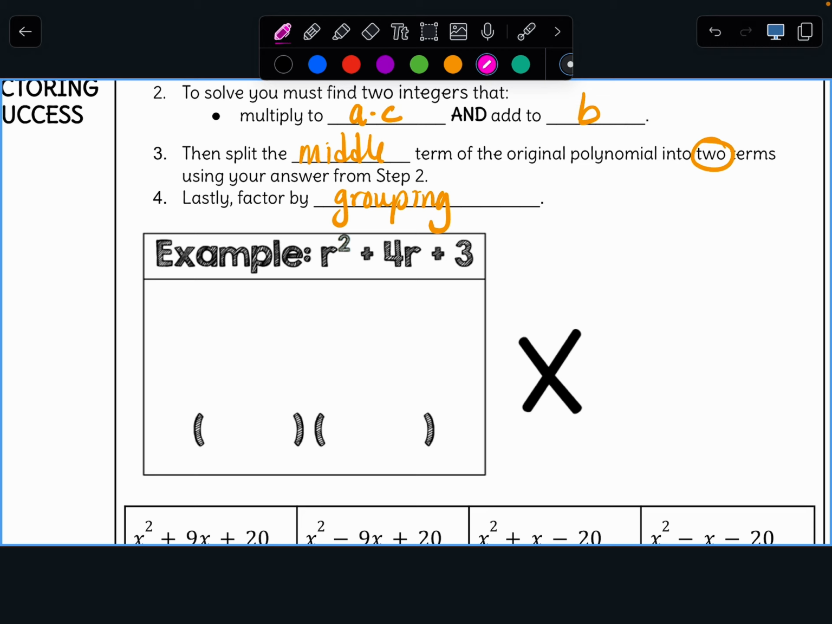So let's do the first one. So remember that in front of the r is a 1. So I have a equals 1, b equals 4, c equals 3. Remember, this is a times c, and this is b. So that means this is 1 times 3, and this is 4.